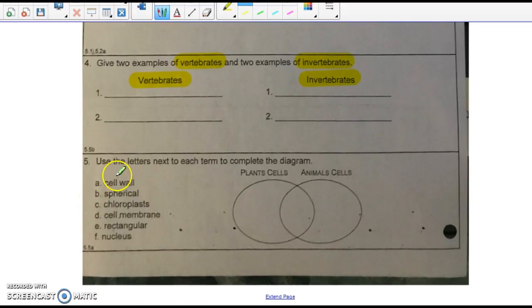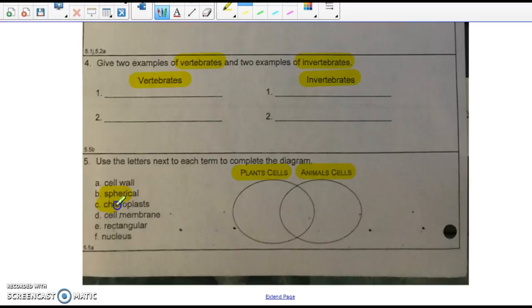Number 5, use the letters next to each term to complete the diagram. So we have plant cells on the left, animal cells on the right. You need to decide where each one goes. A is cell wall. Does that go under plant cells, animal cells, or both? You can just write the letter A if you want. B, spherical. Remember, a sphere is like our globe. Which one is spherical? Plant cells, animal cells, or both?